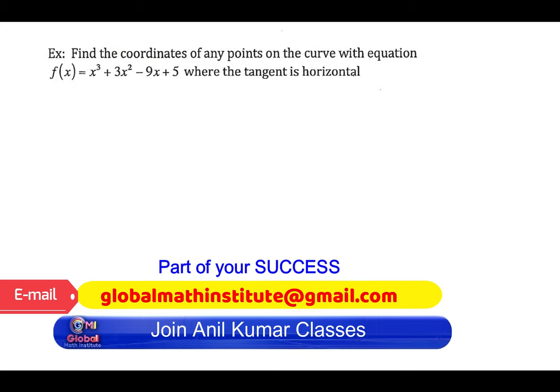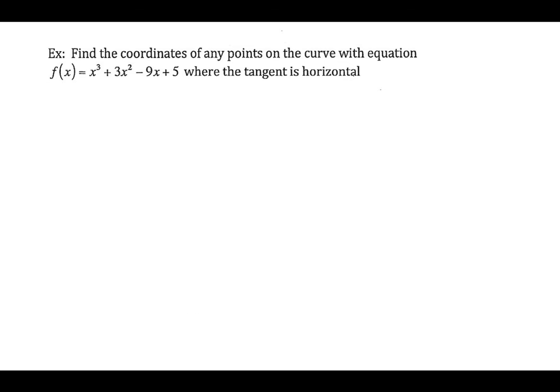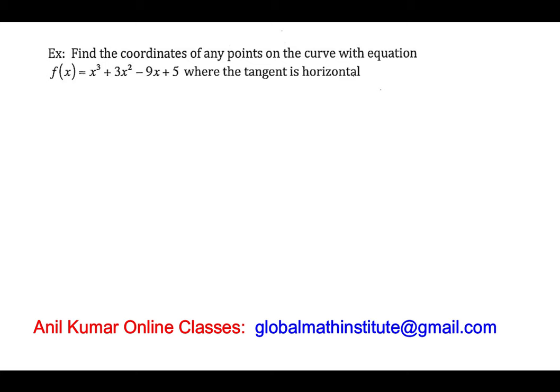Now here is another question based on what we learned so far. I would like you to now pause the video, answer this question, and then check with my solution, right? So you need to consolidate on the learnings. That is the key. The question here is: find the coordinates of any point on the curve with this equation where the tangent is horizontal. So let's rewrite the equation, which is f of x equals x cubed plus 3x squared.